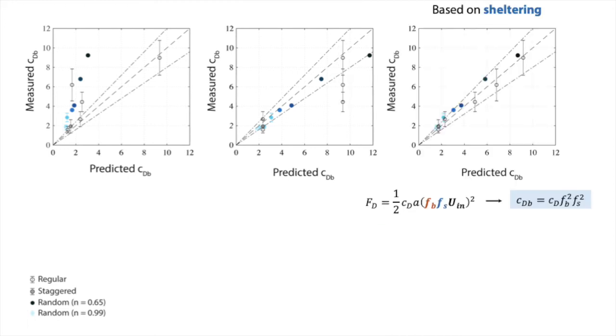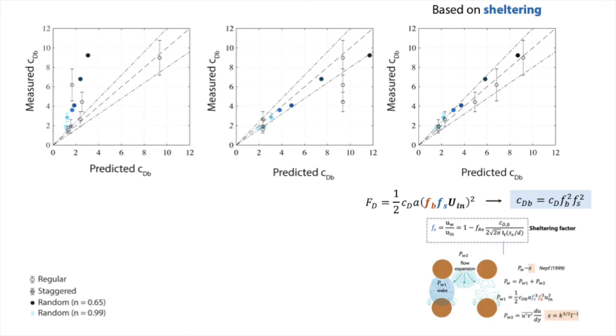And thirdly, we assume that the drag forces could be characterized using the blockage factor, but also the sheltering factor, and we explained how to calculate it in the previous slides. This is the method that provided the best match between predictions and measurements, particularly for the regular arrangements.